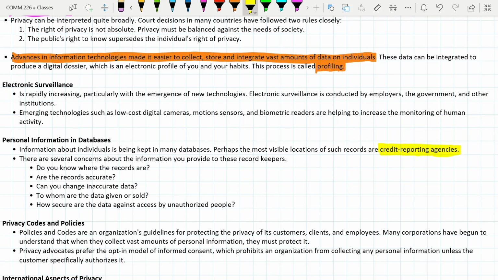So there are several concerns about the information you provide to these record keepers. Do you know where the records are? Are the records accurate? Can you change inaccurate data? To whom are the data given or sold? So this is a big one. How secure are the data against access by unauthorized people? So this is also a big one. How secure is the data?